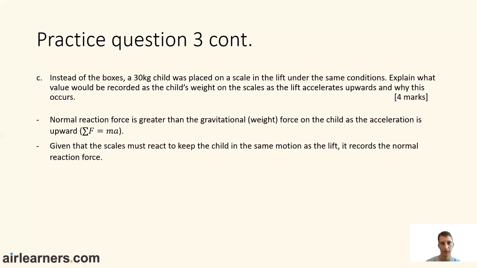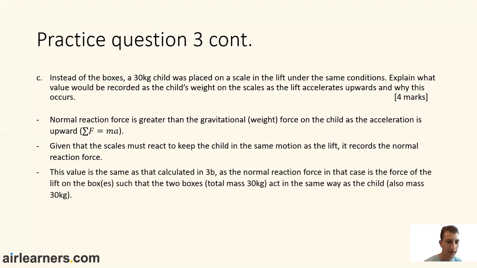And that makes sense quite logically. Everything has to be uniform, has to be all accelerating at the same time. If that didn't occur, then the child would just be falling through the lift, which obviously isn't occurring. And so this is the value that is the same as that calculated in 3b, as the normal reaction force in that case is the force of the lift on the boxes, such that the two boxes of total mass 30 kilograms act in the same way as the child of mass 30 kilos, which is 354 newtons.